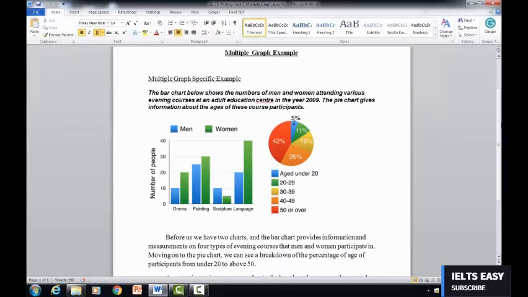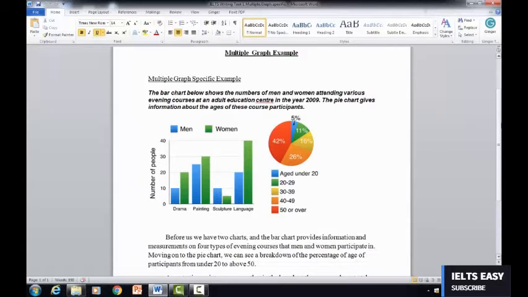I've always told students that for a multiple graph, it's very easy to break it apart. In our third paragraph, we're going to compare the numbers for the bar chart. In our fourth paragraph, we're going to compare the numbers for the pie chart. Is that easy? That's how we're going to separate it. It's our third and fourth paragraphs where we're going to get into comparing the numbers.